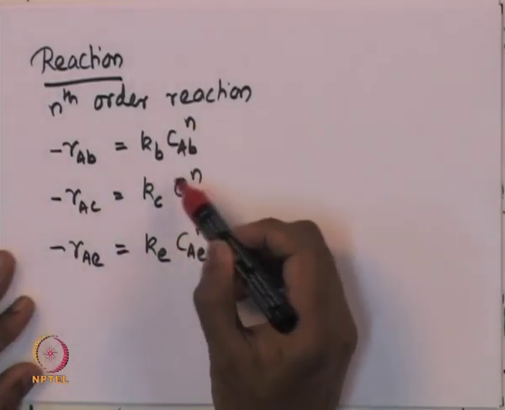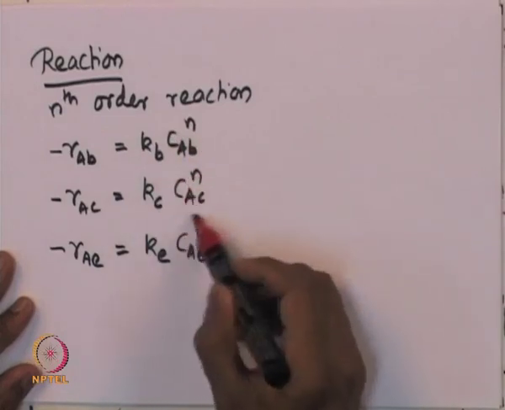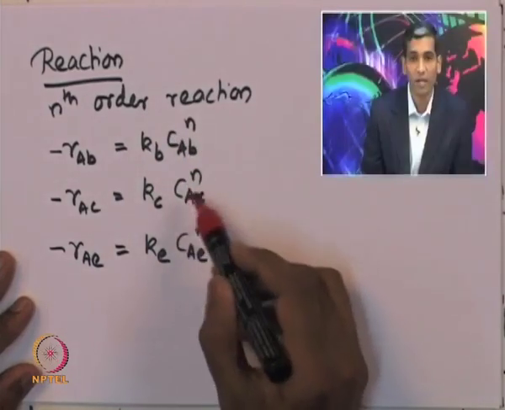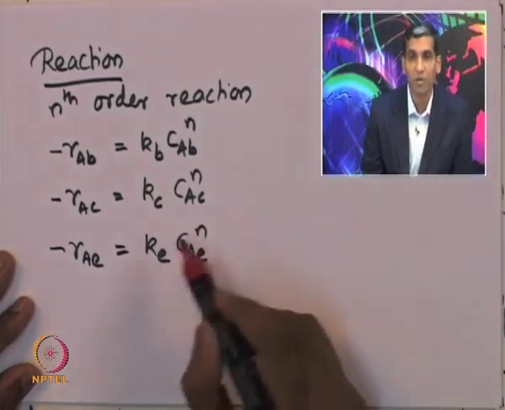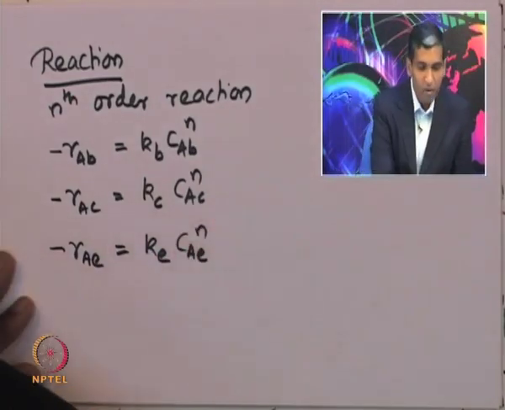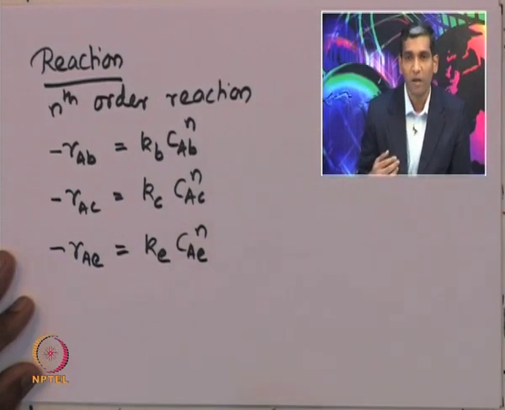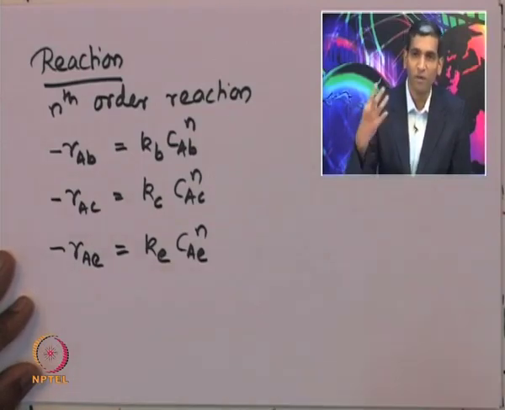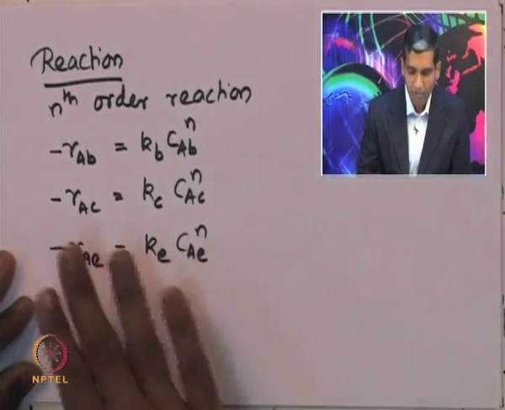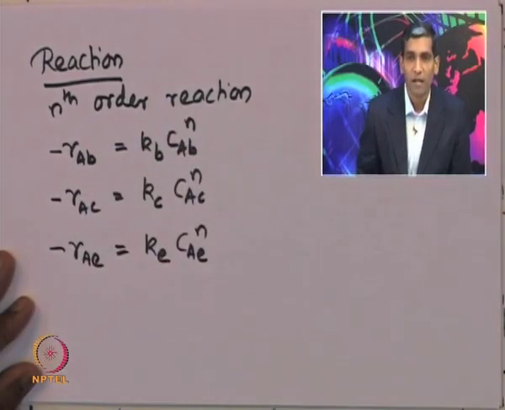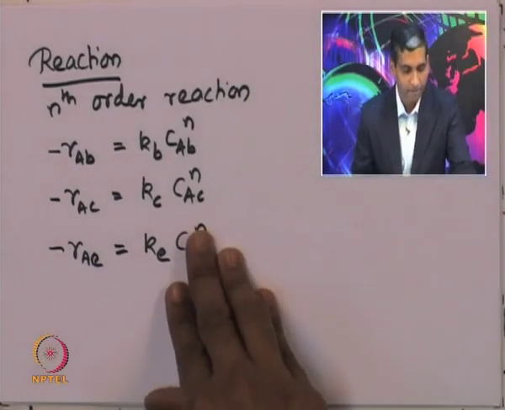where Cab is the concentration of the species in the bubble phase, Cac is the concentration of the species in the cloud phase, and Cae is the concentration of the species in the emulsion phase. Now, it is important to write these rate expressions in all three phases. Although the emulsion phase contains the maximum number of particles, the bubble phase and the cloud phase will also have some particles, and therefore it is important to write these expressions because the reaction can in principle occur in the catalyst particles in each of these phases.